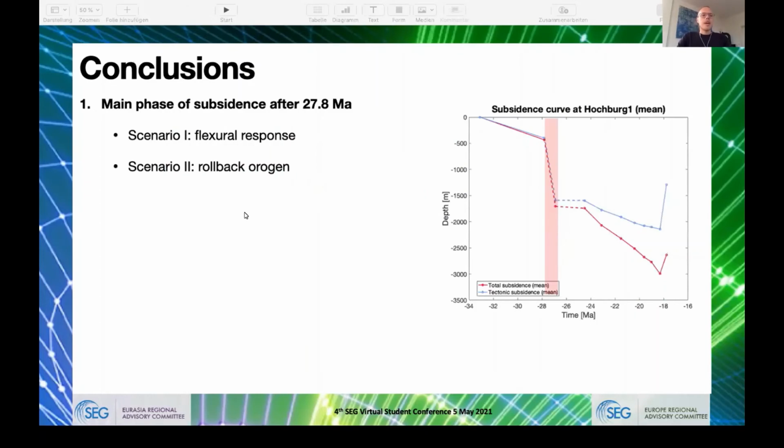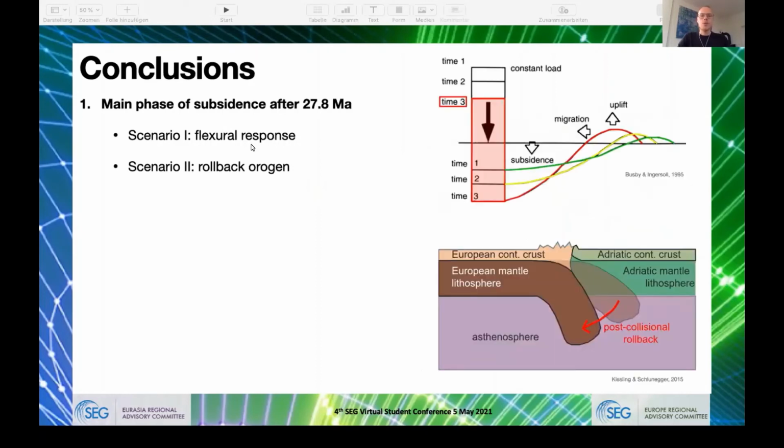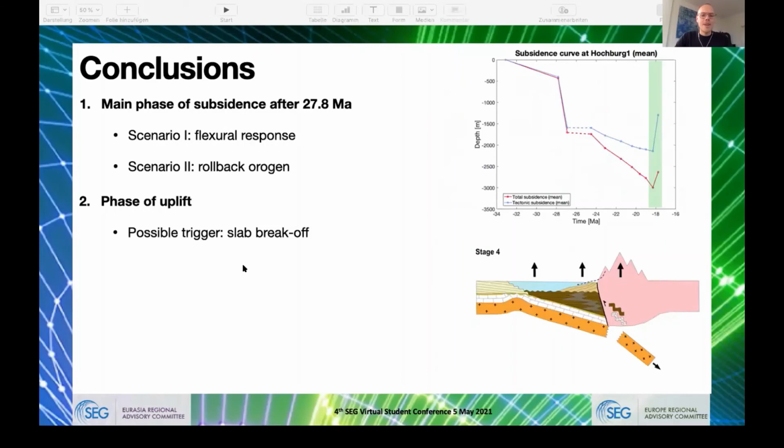So to conclude, we have a main phase of subsidence after the Eugelium-Chattian boundary at 27.8 million years. Therefore, we give two different scenarios. First of all is the flexural response and lagged response time of the constant load of the Alpine orogen. Second, we have the rollback origin theory by Kissling and Schlunegger. Then we have a late stage phase of uplift with a possible trigger of a slab break-off.